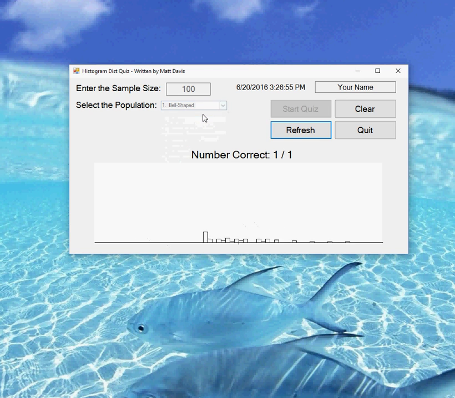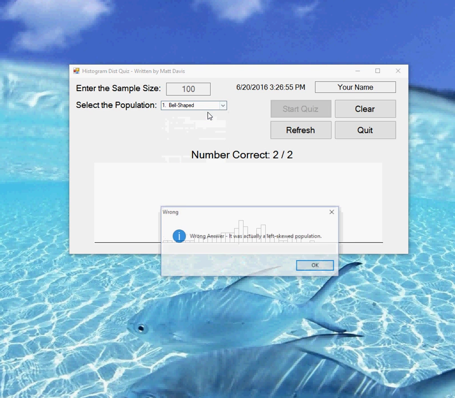So I'll choose that. If your tallest bar is on the far left, that only happens with the exponential curve, so I'm going to select right exponential for this one. And then with this next one, we have a peak in the center again with rough symmetry on the two edges, so I'll select bell-shaped again.